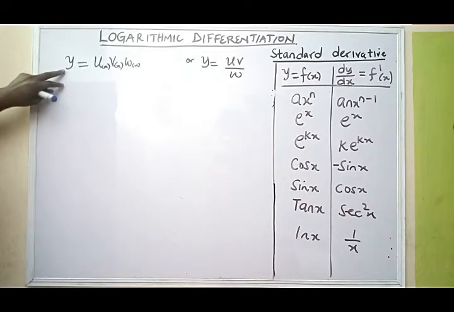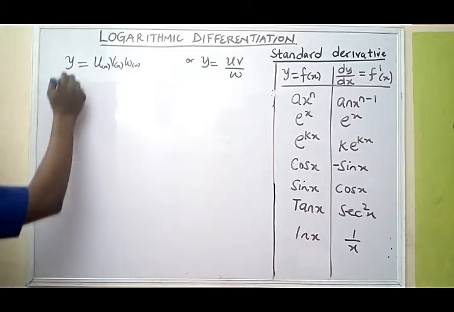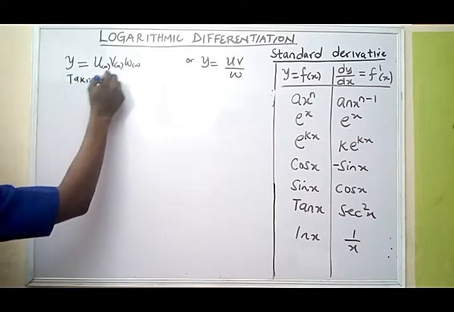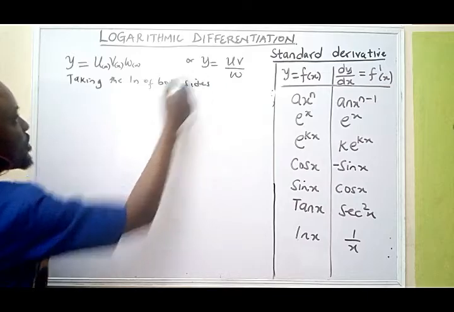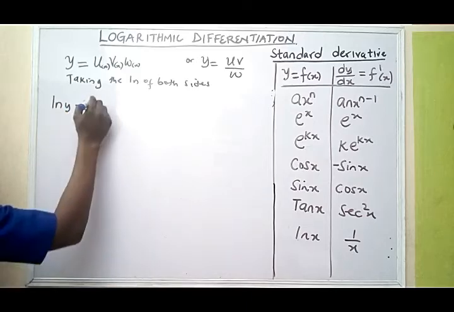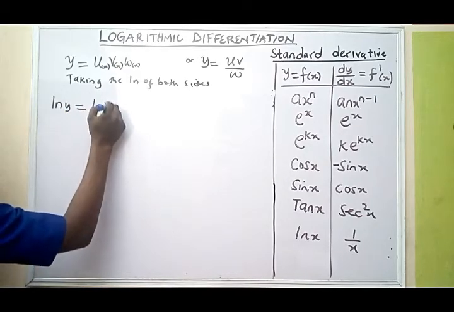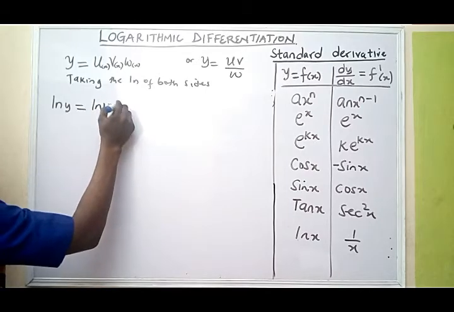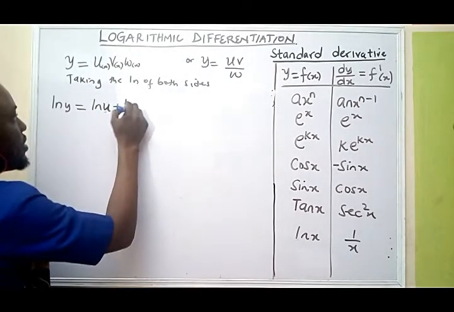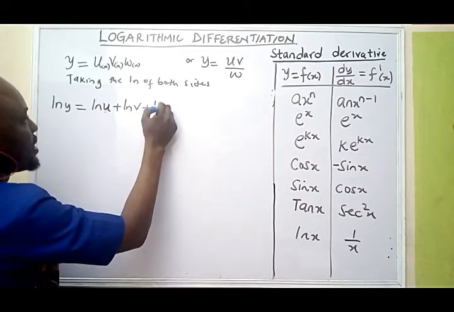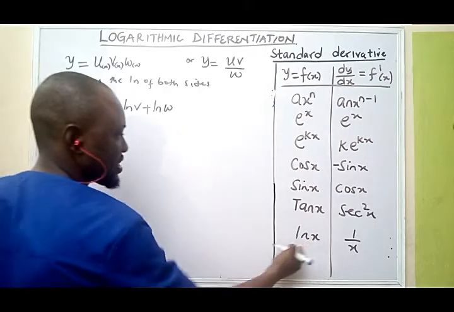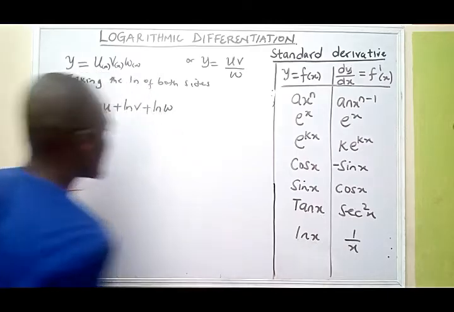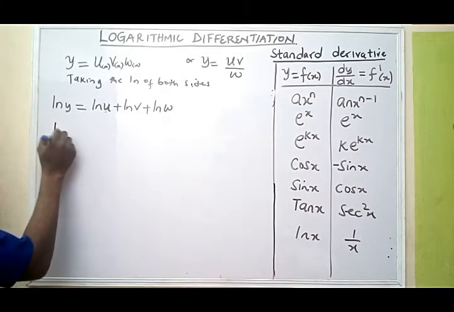The first thing I'm going to do is take the ln of both sides of the equation. So that will be ln y equals ln u, and for multiplication, I'm going to use plus ln v plus ln w. Now, if you look at the standard derivative, ln x will give you 1 over x. So ln y will give me 1 over y.